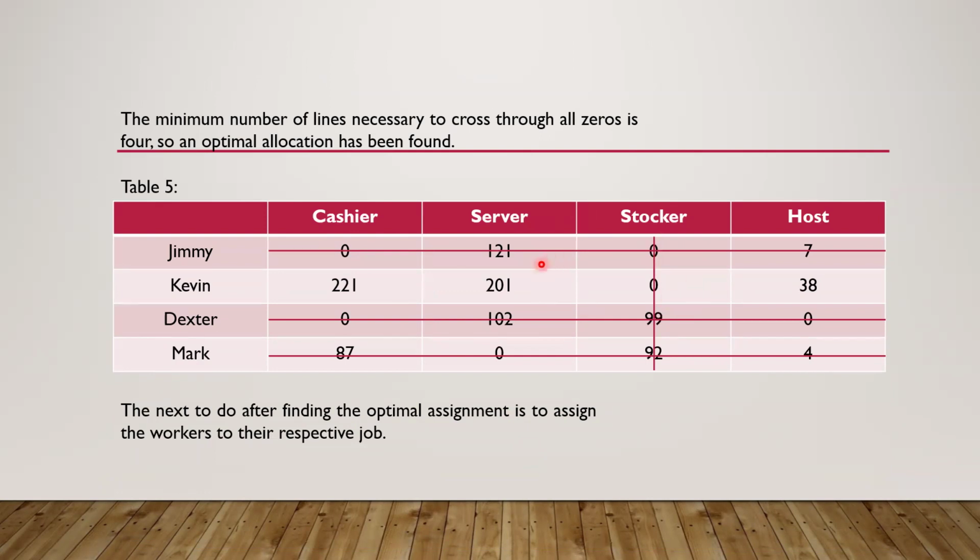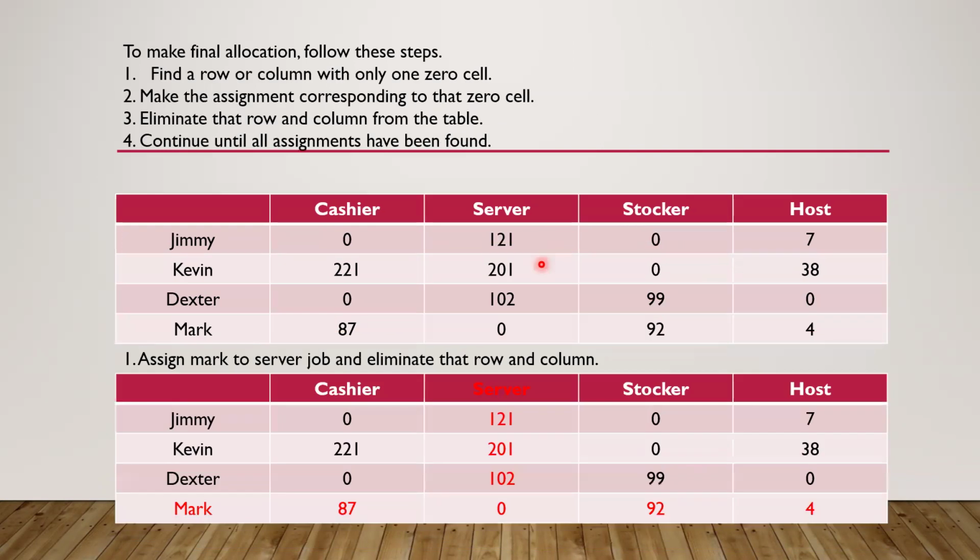The next thing to do after finding the optimal assignment is to assign the workers to their respective jobs. To make the final allocation, follow these steps. 1. Find a row or column with only one zero cell. 2. Make the assignment corresponding to that zero cell. 3. Eliminate that row and column from the table. And 4. Continue until all assignments have been found.